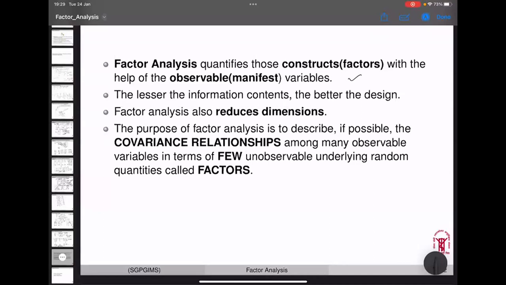Now, why is this very important? The lesser the information content, the better the design. It means there are p observable quantities and you are converting them into m unobservable quantities. For example, there is a TV remote, and in the TV remote there are lots of buttons, lots of information. That will lead you to a bit more confusion. There are lots of buttons, and then in the center, volume up, volume down, lots of information.